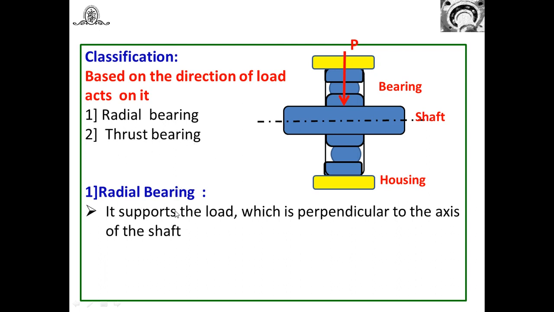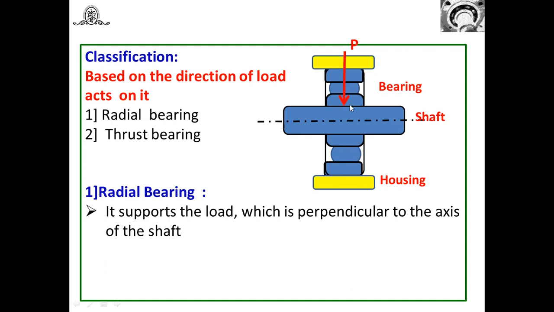What do we mean by radial bearing? A radial bearing supports the load which is perpendicular to the axis of the shaft. That means it's radial. Look at this. It's a shaft. Here you will find the bearing part, then the housing part, the inner race. This part is a rolling element. This is the outer race. This is also the outer race.